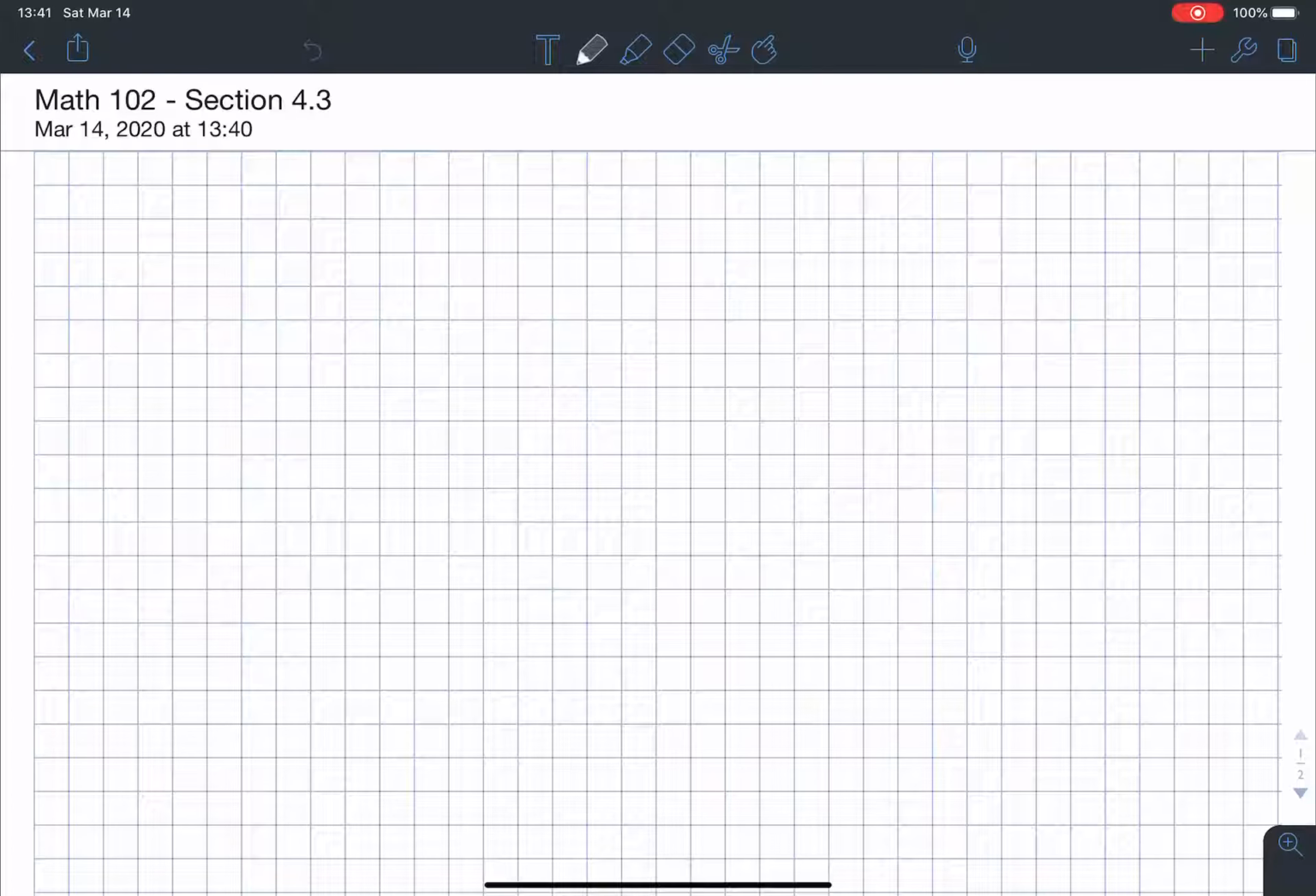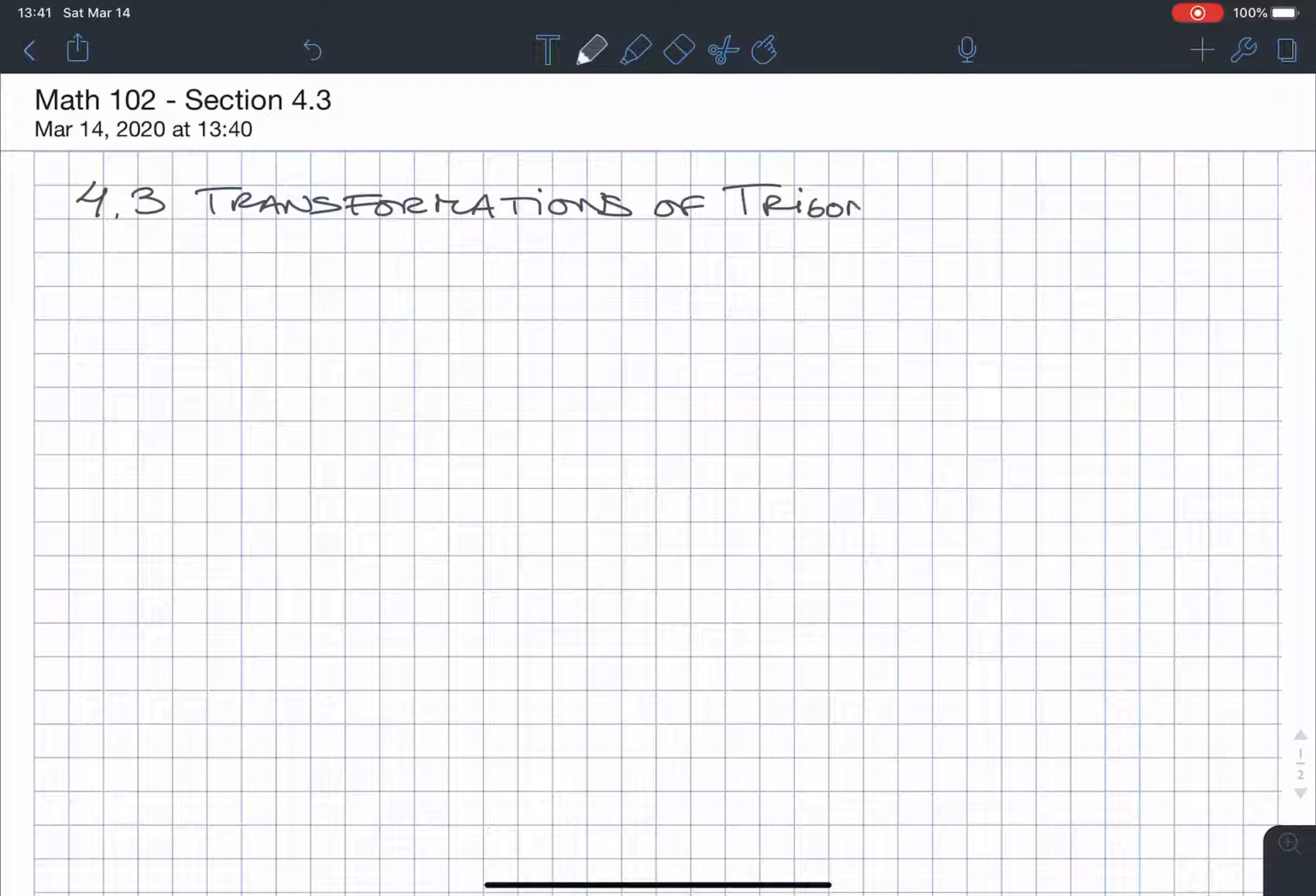Okay, so welcome to section 4.3. This is transformations of trigonometric graphs.